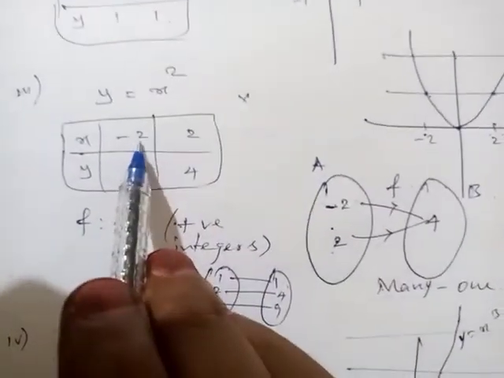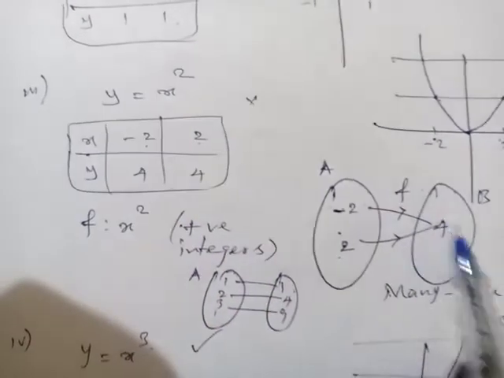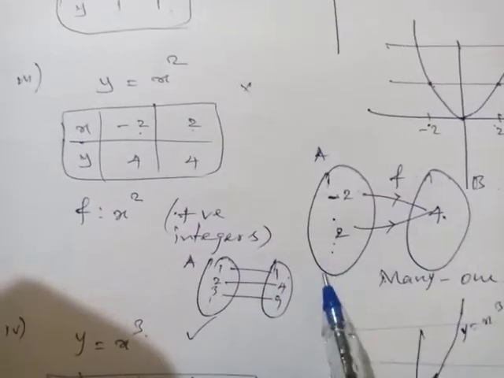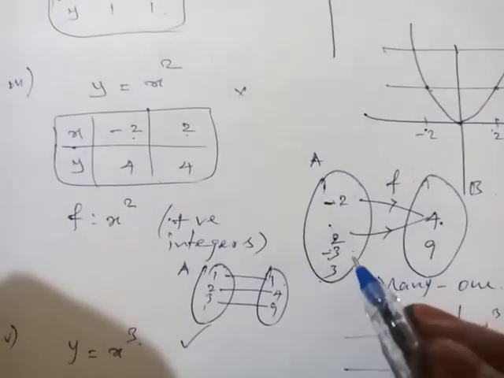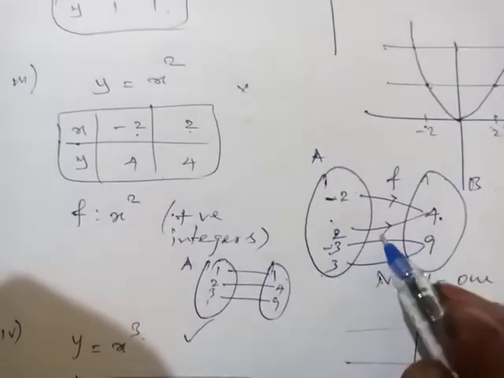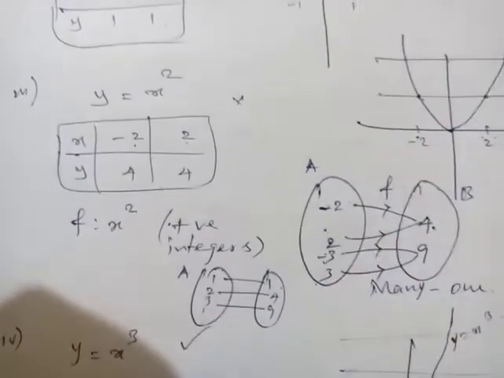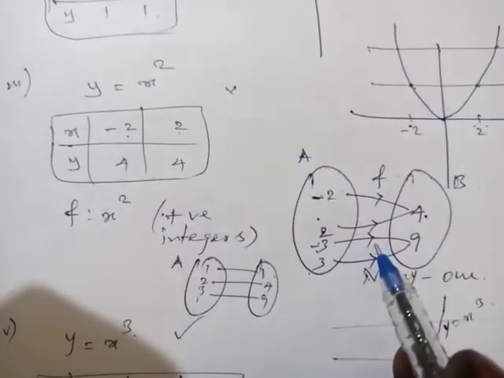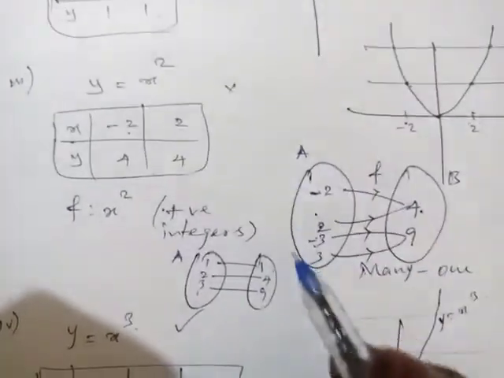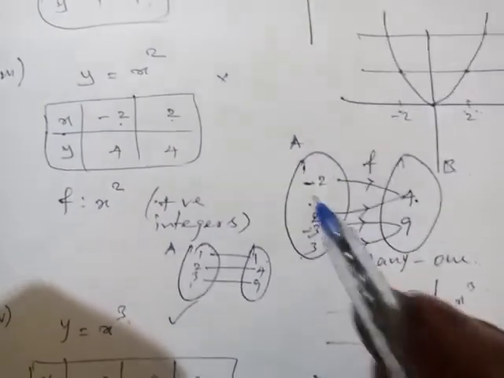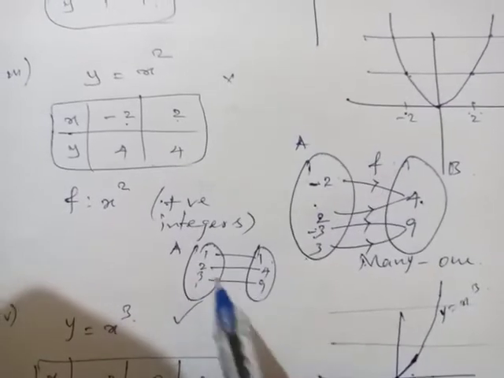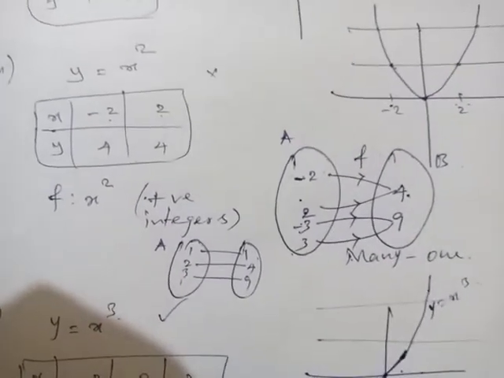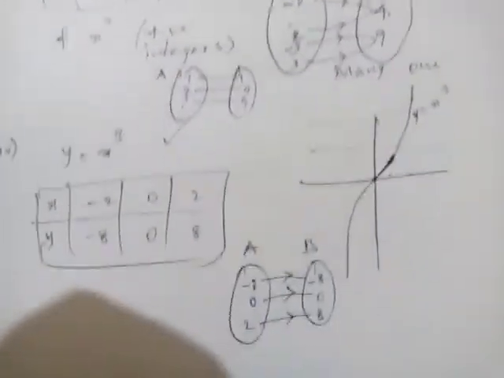If it is -2 and +2, you will get the same image. If it is -3 and +3, -3 means what you will get? 9 you will get. +3 also you will get +9, right? This is a many one function. Suppose this domain contains only positive values, that will become a one one function, and at that time it has an inverse. Like this we can say from the graph also.